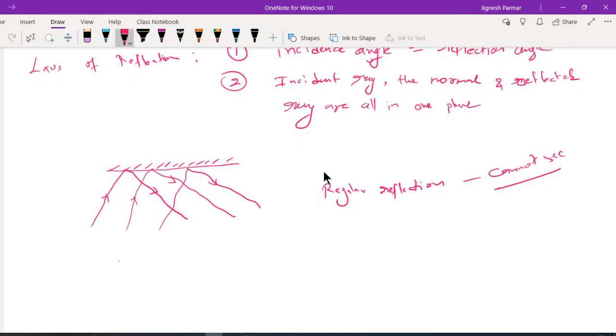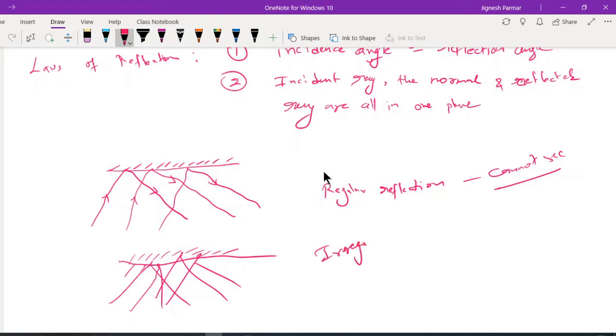What is irregular reflection? This is another surface, guys, and when the light rays fall, they go in different directions. This is an uneven surface, it's going in different directions, so it is called irregular reflection. And this irregular reflection helps us to see objects. So these are the two phenomena of reflection.